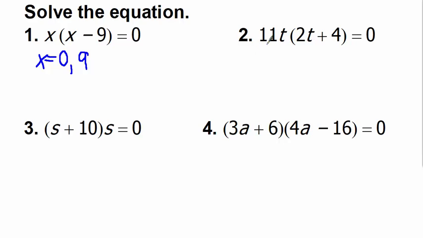I can have a number factored out as well. That doesn't change the fact that t equals 0. So in this case, I have t equals 0. And when I set this factor equal to 0 by itself, I move the 4, it changes the sign, and 4 divided by 2 is 2. I'm okay with shortcuts.